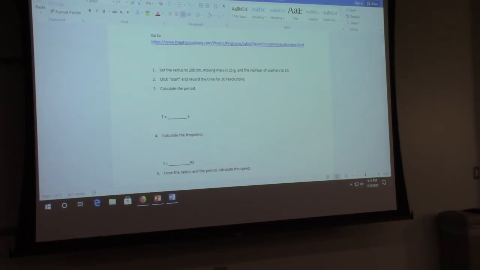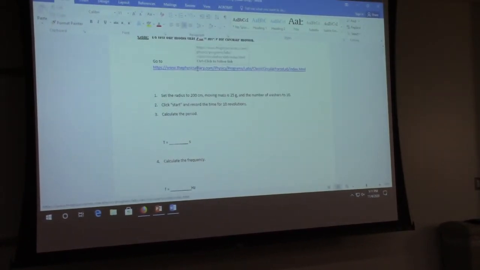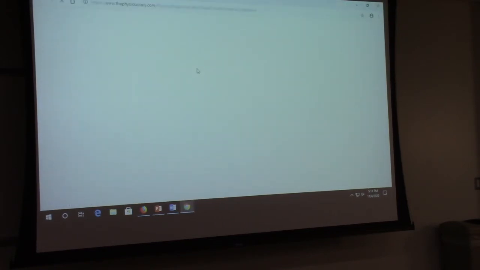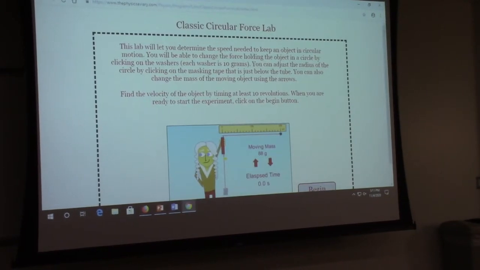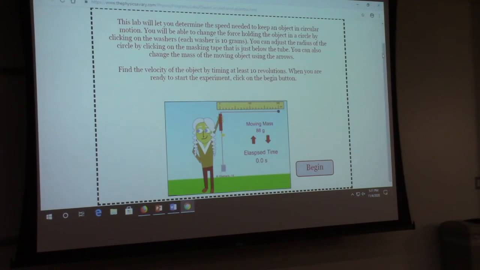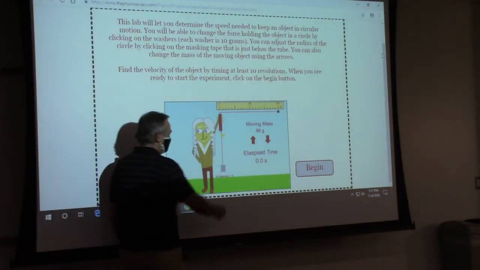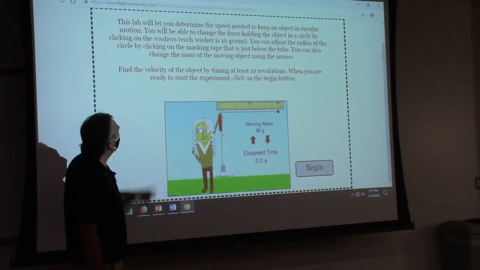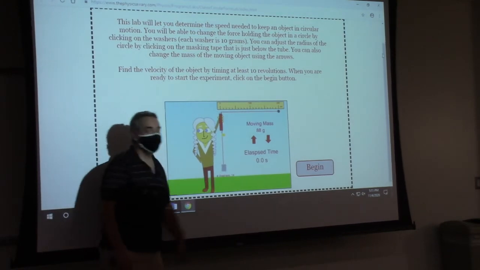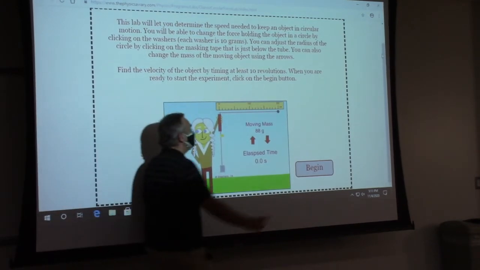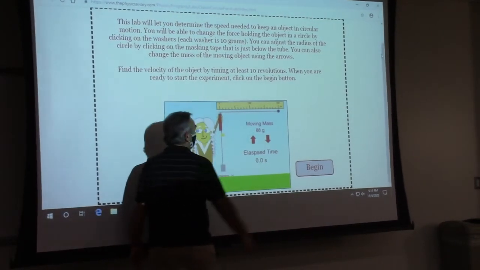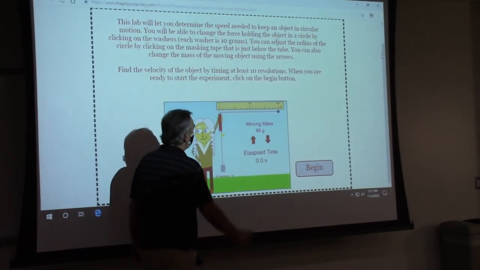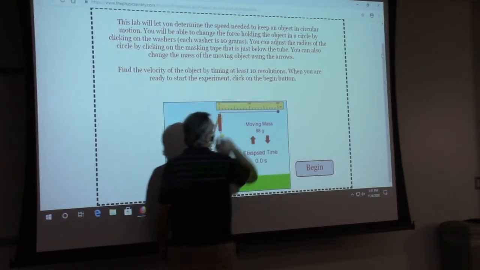So here's what it looks like. If you hover over this, control click. I think that's supposed to be Newton, maybe. And what you're going to see is this, there's some washers down here. I think they each have a mass of 10 grams. Yeah, each washer is 10 grams. And this is the moving mass. And you could adjust the moving mass. And you can measure the radius here. You can change the radius around.